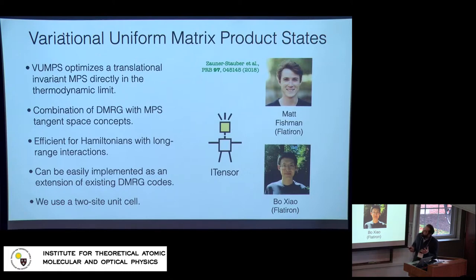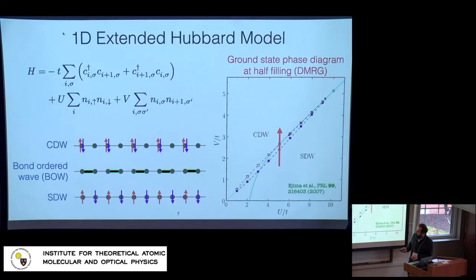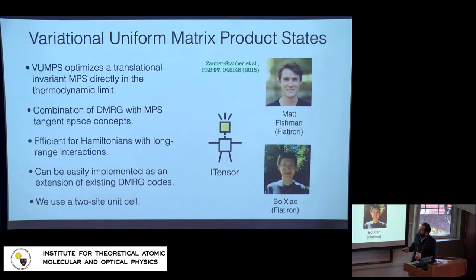Two different methods were combined to create this, and Matt Fishman, who was one of our collaborators, was also involved in the development of this method. And it's apparently efficient for this type of model where you have long-range interactions. So here, because we have these types of orders, our unit cell is going to be a 2-site unit cell. That's what we're going to choose as our unit cell in this MPS.